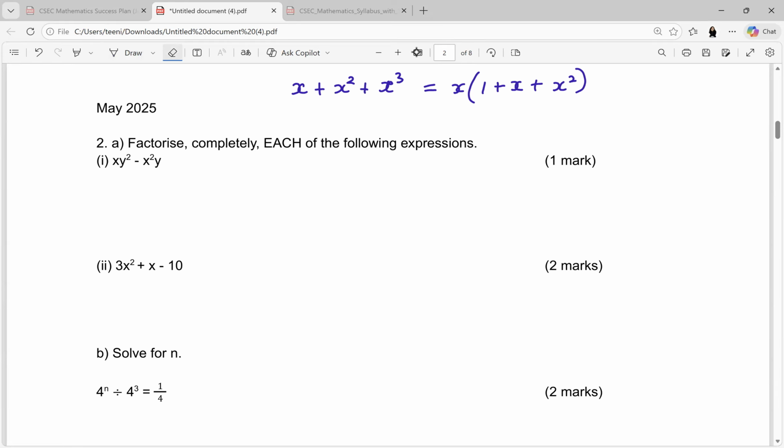So whenever you have indices, right? The term with the lowest index will be your highest common factor.